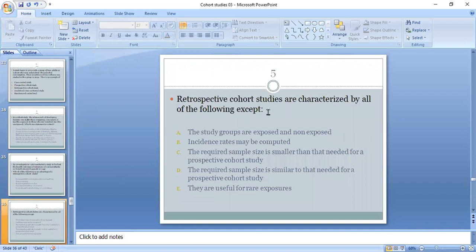Retrospective cohort studies are characterized by all of the following except: the study groups are exposed and not exposed; incidence rates may be compared; the required sample size is smaller than that needed for a prospective cohort study; the required sample size is similar to that needed for a prospective cohort study; and they are useful for rare exposure.